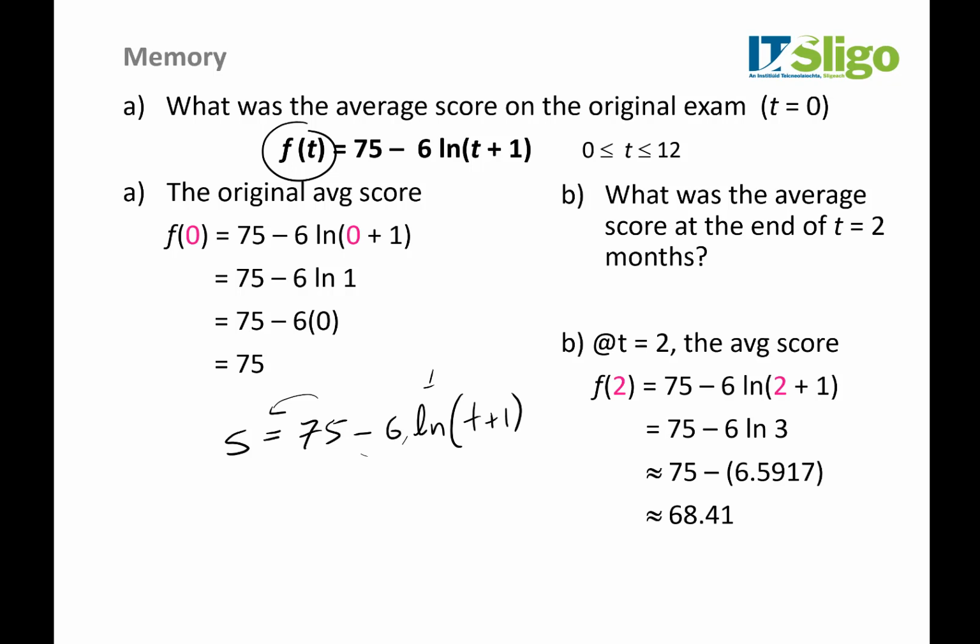If I was asking you how long it would take to get to a particular score, say 55, then you could put 55 instead of S for score, and away you go then.